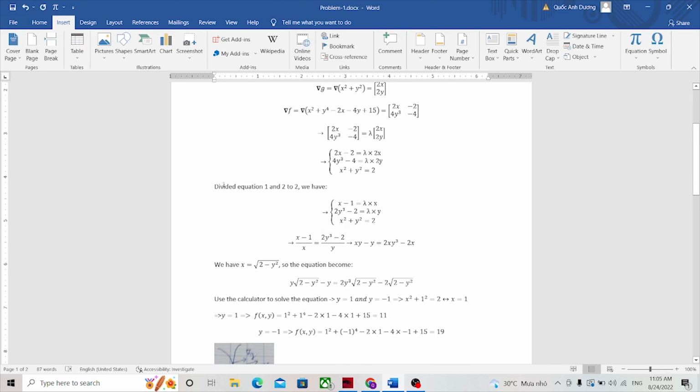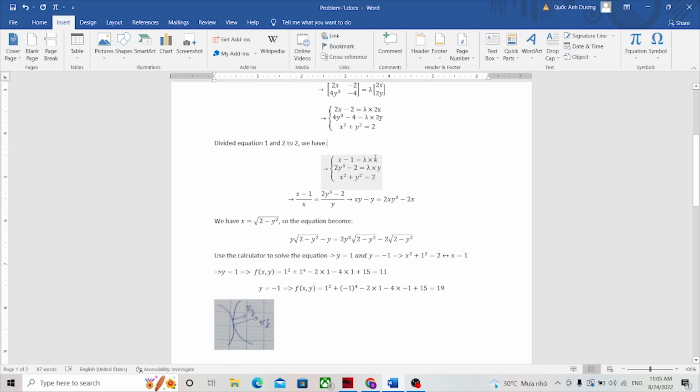We divide equation 1 and equation 2. So we have x minus 1 equals lambda multiplied by x, and 2y cubed minus 2 equals lambda multiplied by y. As you can see, lambda will equal (x minus 1) divided by x, and lambda will also equal (2y cubed minus 2) divided by y, and we can see they are equal to each other.